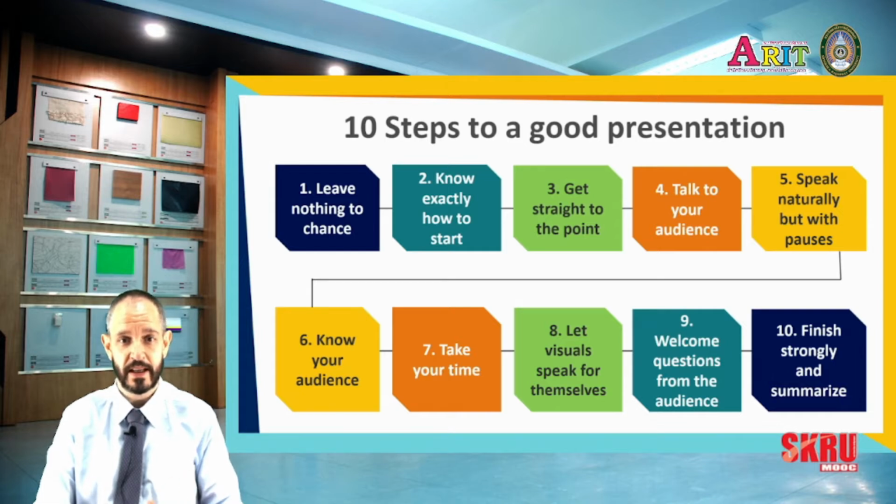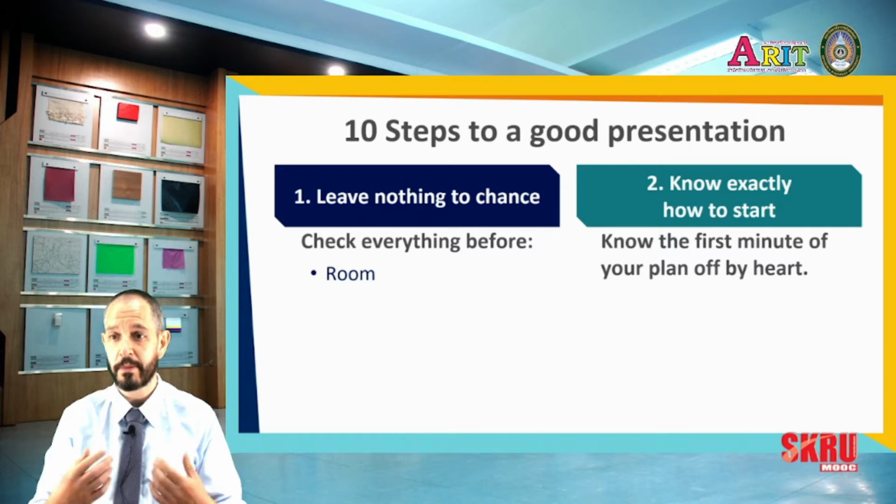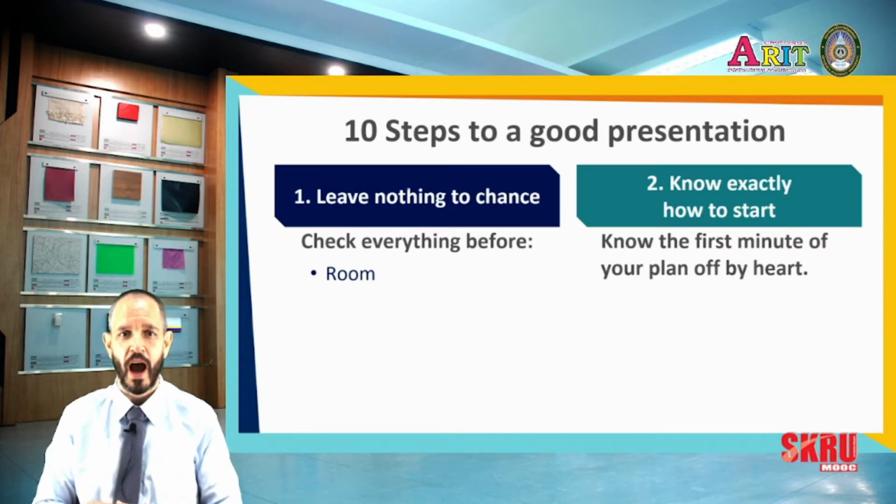Now, we talked about some of these ideas in the earlier videos, but let's review them individually and understand the ideas. So let's start with step 1: leave nothing to chance. That means check everything before you start. Check the room you're going to be presenting in. Know the temperature. People react differently if they're going to be cold or hot. How much attention are they going to be able to give you? How irritable or upset or comfortable they are will influence how much they hear what you have to tell them. We also talk about getting used to the room temperature.